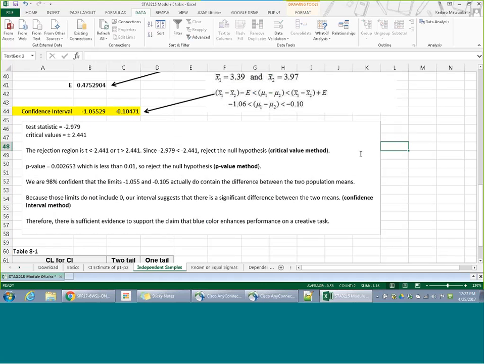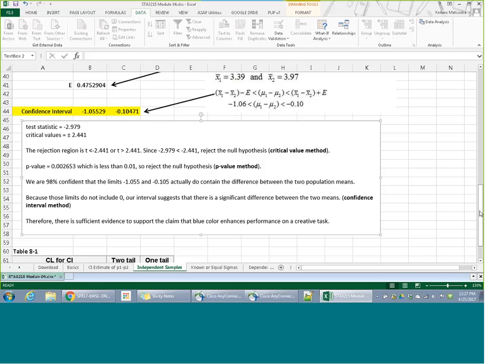Okay? So pick any method you like, which you're allowed to do unless the problem specifically says to use one method. In any case, you see that there's sufficient evidence to support the claim that the blue color does enhance the performance on the creative task.